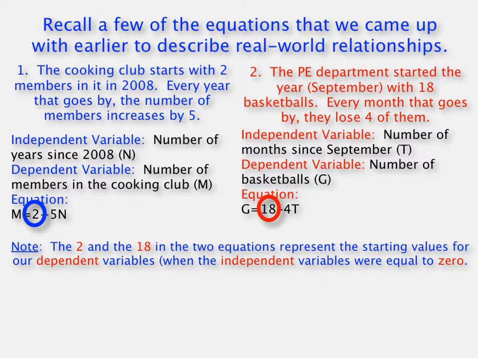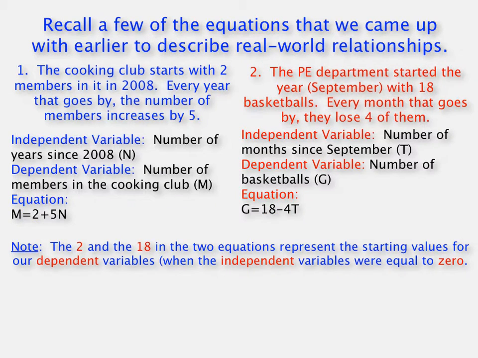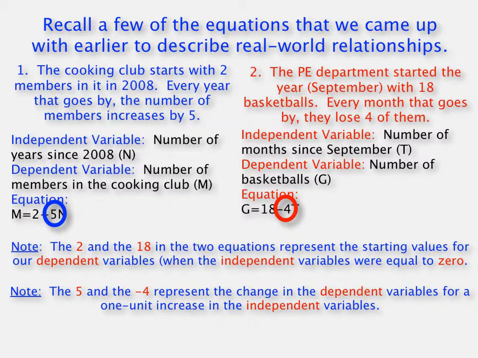Now, the 2 and the 18 in the two equations represented the starting values for our dependent variable, when the independent variable was equal to 0. So the number of members in the cooking club in 2008, when it had been 0 years since 2008. Or 18 basketballs in September, when it had been 0 months since September. The 5 and the negative 4 represented the change in the dependent variable for a 1-unit increase in the independent variable. Of course, the number of members in the cooking club went up by 5 every 1 year, and the number of basketballs went down by 4 every 1 month.